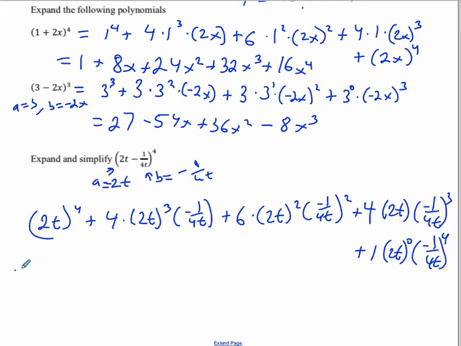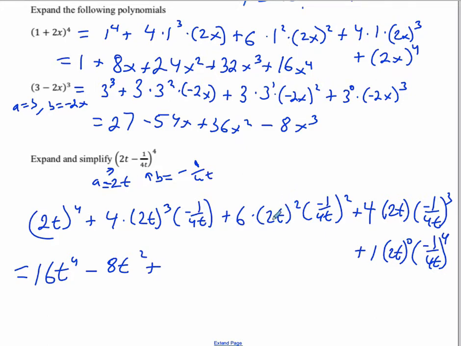Let's simplify that. This is 16t to the power of 4. We're going to have minus here. These two 4's cancel, so we're just going to have an 8. And this is going to be t cubed divided by a t is going to be t squared. Okay, the next one, it's going to be positive, because negative squared is positive.